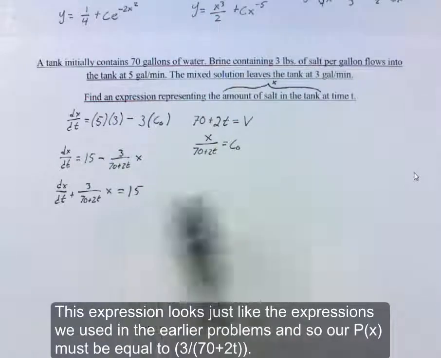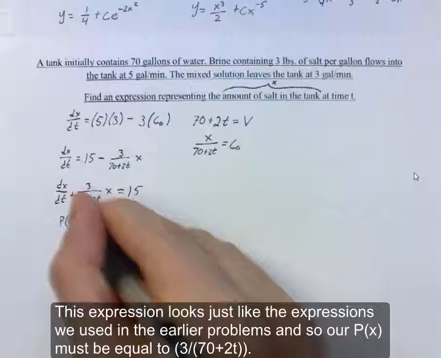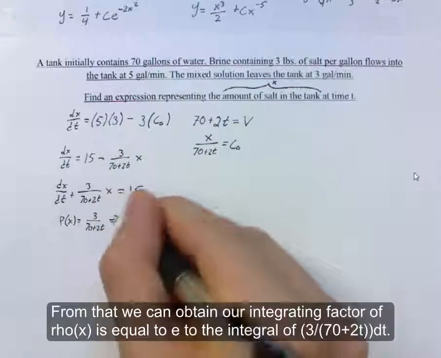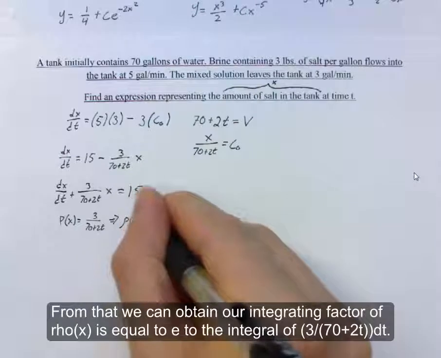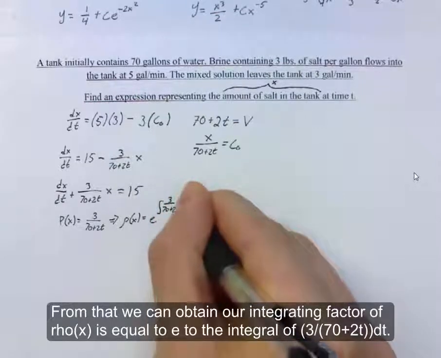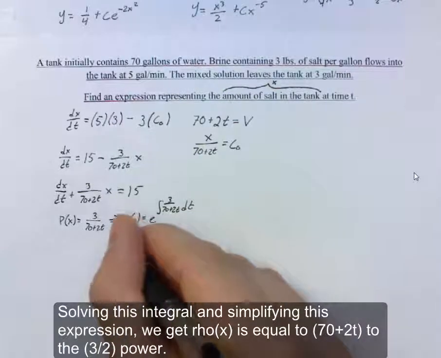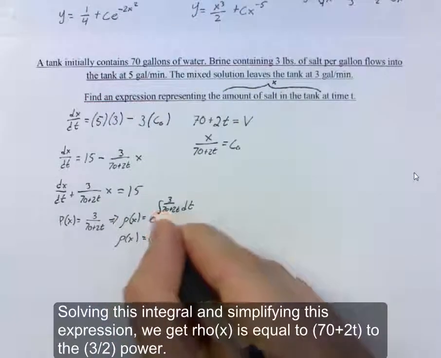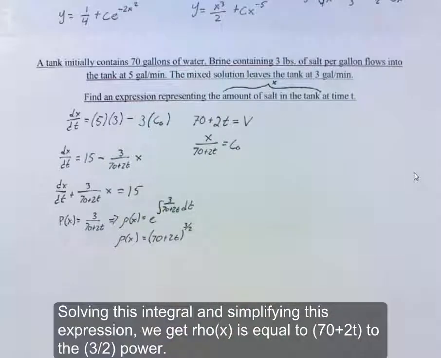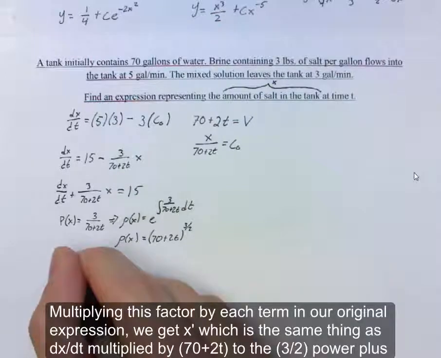This expression looks just like the expressions we used in the earlier problems, and so our p of x must be equal to 3 over 70 plus 2t. From that, we can obtain our integrating factor of rho of x is equal to e to the integral of 3 over 70 plus 2t dt. Solving this integral and simplifying this expression, we get rho of x is equal to 70 plus 2t to the 3/2 power.